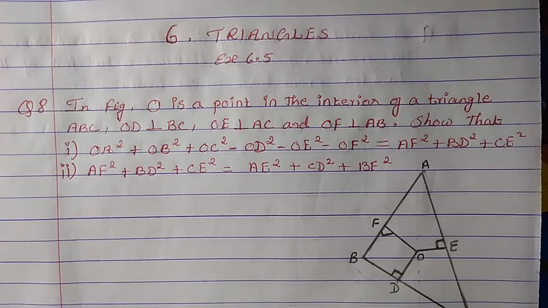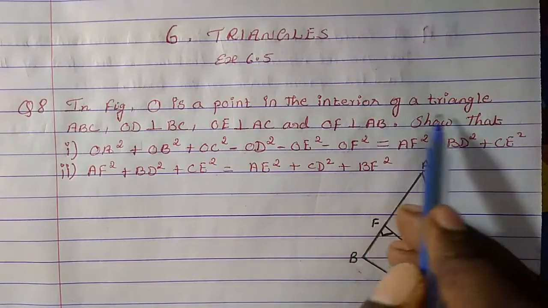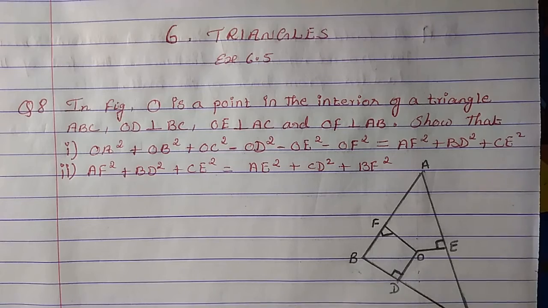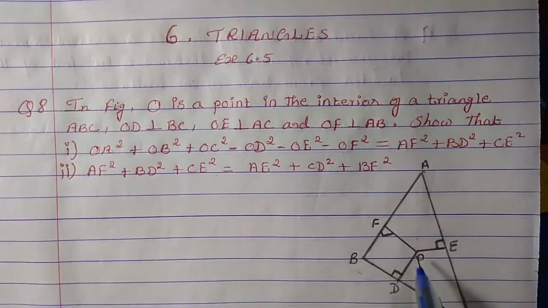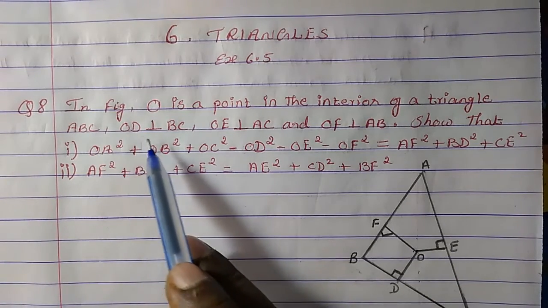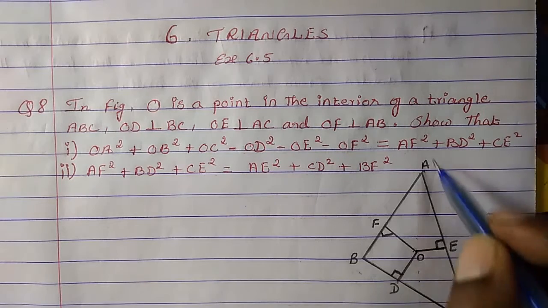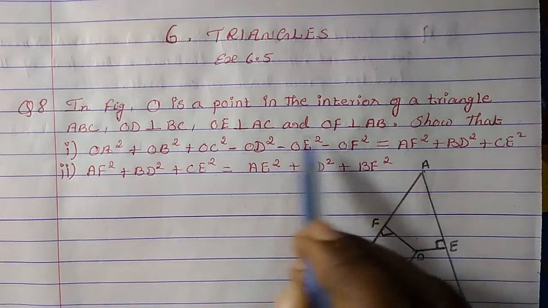Today we are going to study chapter 6 triangles, exercise 6.5 question 8. In figure, O is a point in the interior of a triangle ABC. So this is the triangle ABC. In this triangle ABC, O is a point in the interior, and OD is perpendicular to BC, OE is perpendicular to AC, OF is perpendicular to AB. So that's what is given.